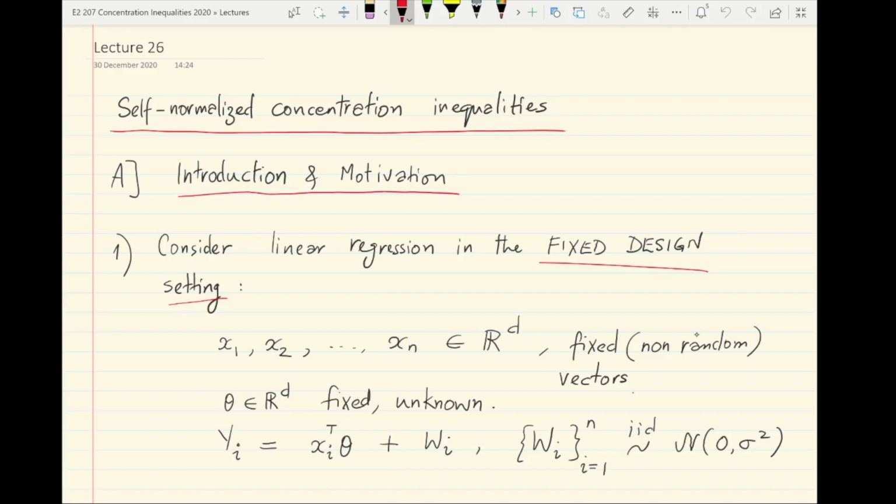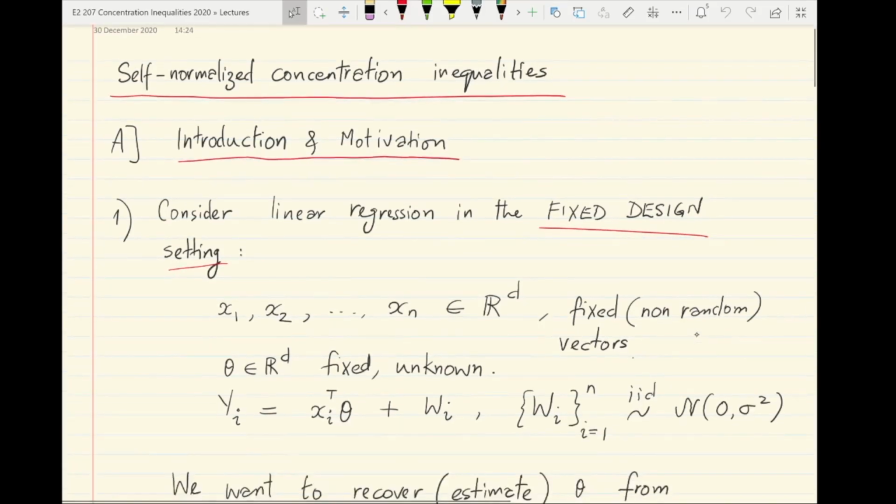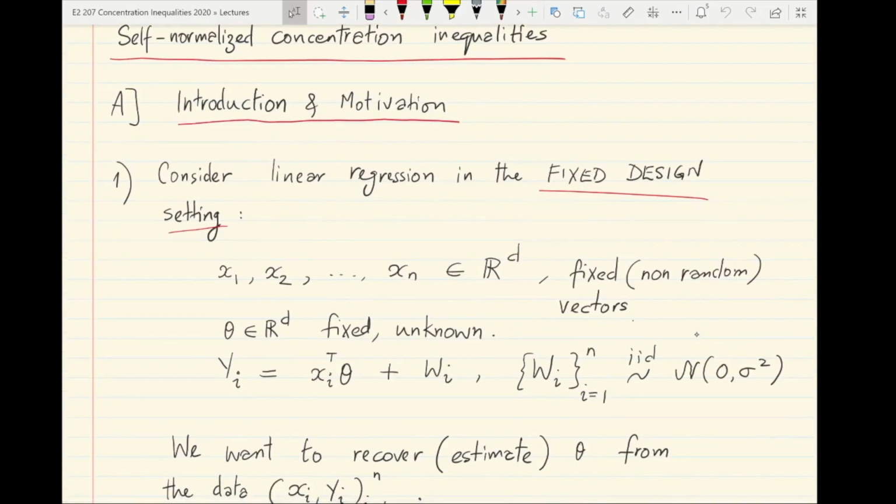So let's introduce the necessity for these kinds of concentration inequalities in the context of a motivating example involving parametric estimation. What's arguably the simplest kind of parametric estimation problem? Well, it's often a regression problem. Let's start off considering a standard least squares regression problem, a linear regression problem, in what we call the fixed design setting. Okay, so what is the fixed design setting?